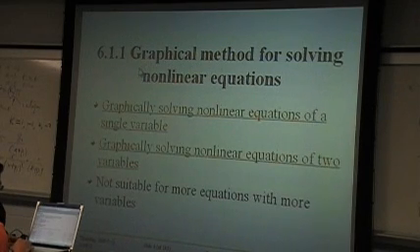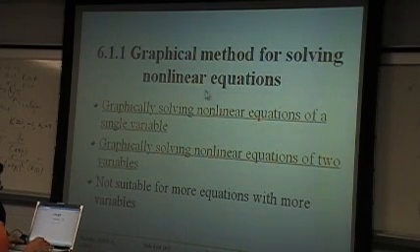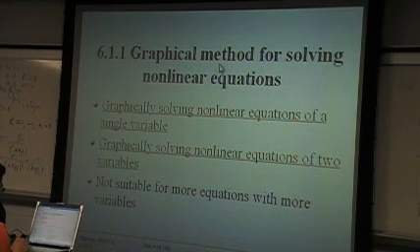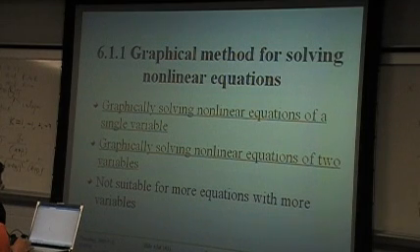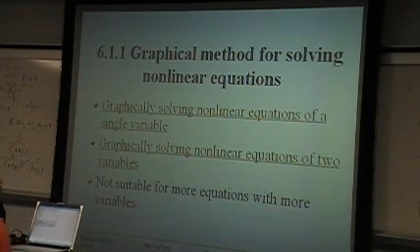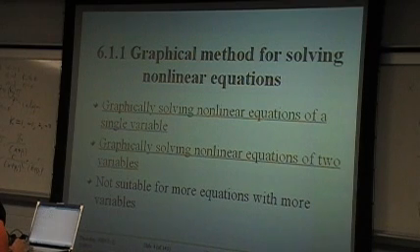So let's consider how can we find the solutions to nonlinear equations by the graphical method. By the word graphical, it means that we can only solve the problems with one variable or two variables. We cannot solve the equation using the graphical method for more than two variables, because it is not possible even in Matlab. So now we will consider first how to solve an equation with only one variable, and how can we solve equations with two variables.